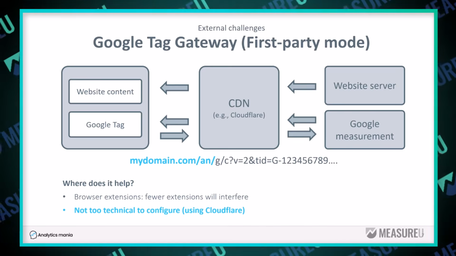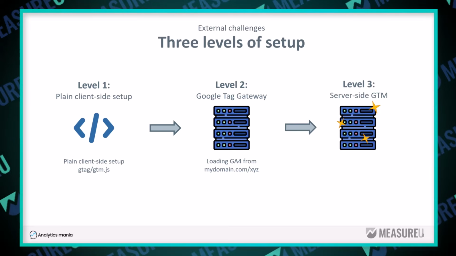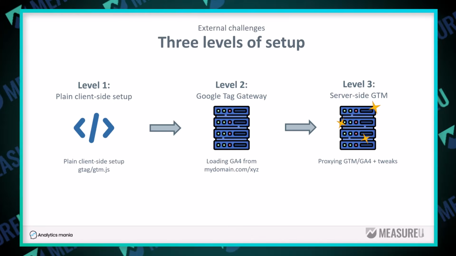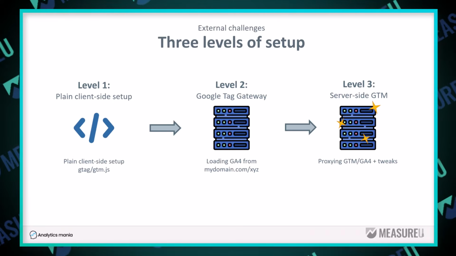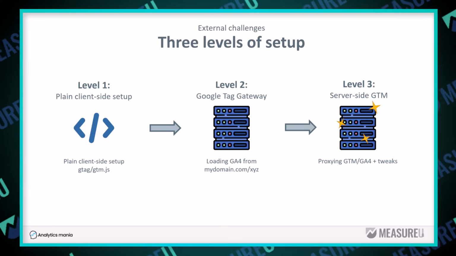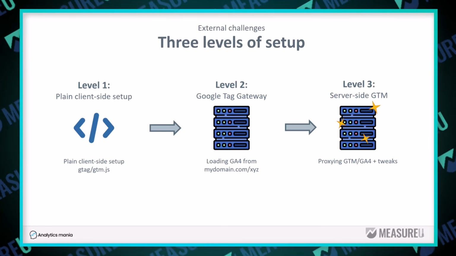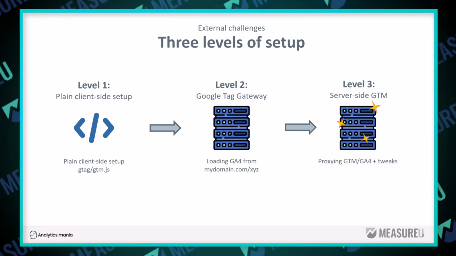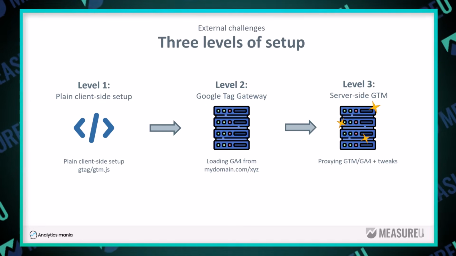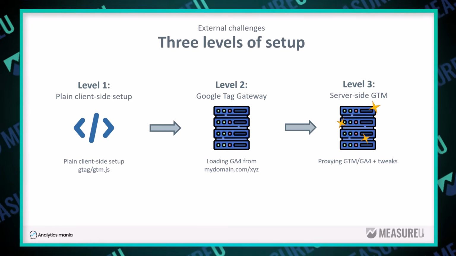That's why you should look at level number 3, which is server-side tagging. In this case, we are not only proxying, or in other words, loading Google Tag Manager and Google Analytics through your own domain, but we can also do some additional tweaks. So if you have the right skills and some budget, because server-side tagging requires servers, which cost money, then definitely you should choose level 3. But if you don't have any budget, then as a limited workaround, Google Tag Gateway might be an option for you.